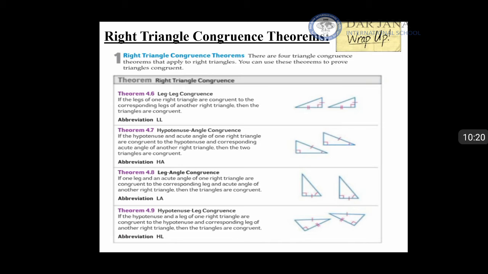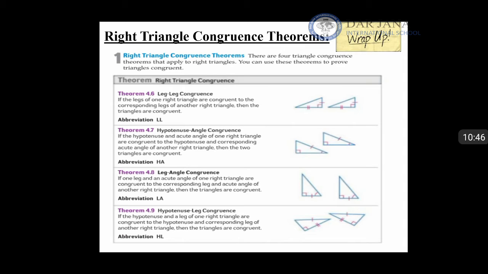The second theorem is the hypotenuse angle congruence theorem. If the hypotenuse and an acute angle of one triangle are congruent to the hypotenuse and the corresponding acute angle of another right triangle, then the two right triangles are congruent, and this is referred to as HA, the hypotenuse angle congruence theorem. While the third theorem is the leg angle congruence theorem.